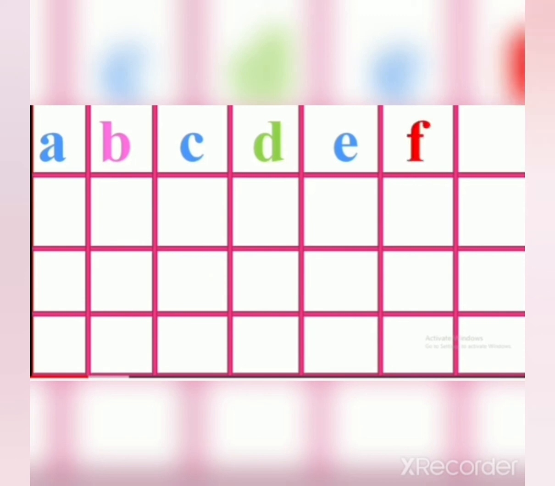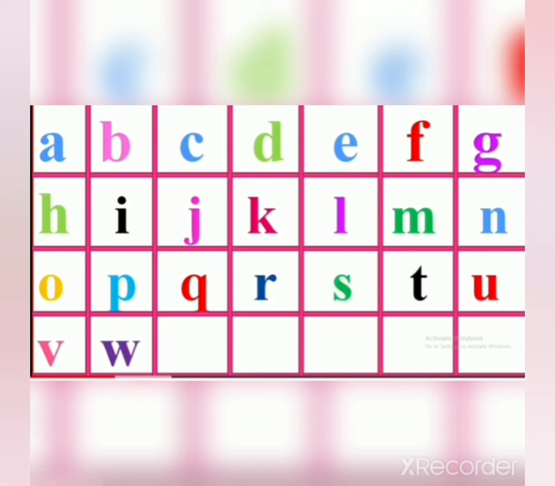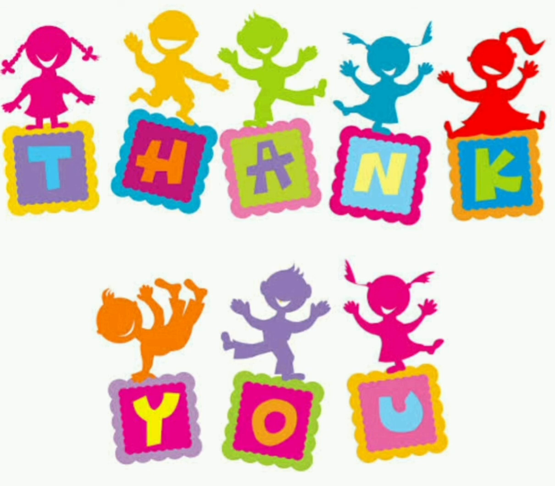So children, let's recap once again the small letters A, B, C, D, E, F, G, H, I, J, K, L, M, N, O, P, Q, R, S, T, U, V, W, X, Y, Z. Now, read by yourself. The letters are coming.